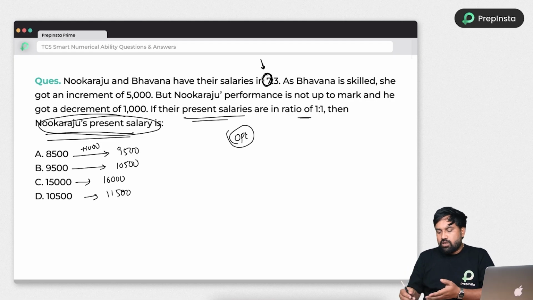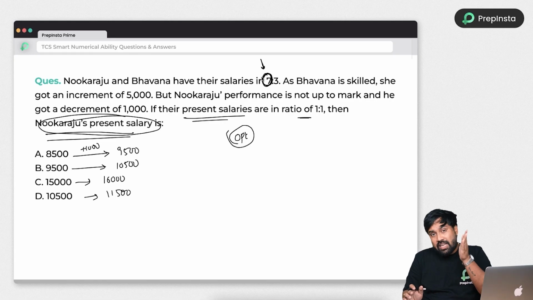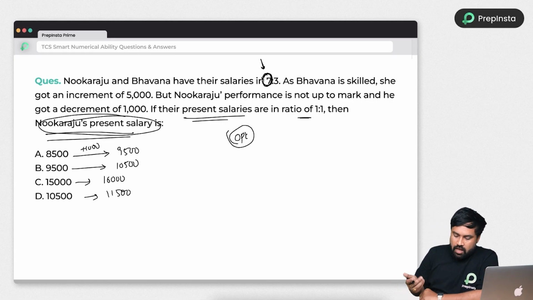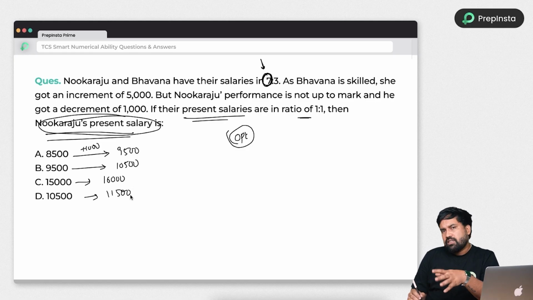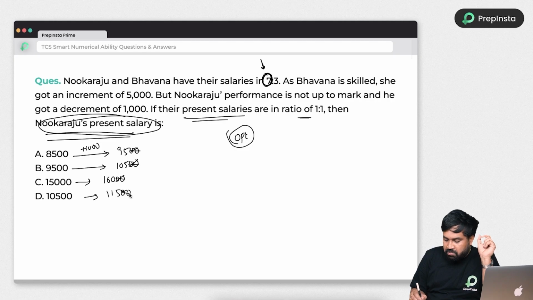See, for example, Nokraj and Bhavana's salary is 7:3, right? So Nokraj's salary is always a 7 multiple. So this is the ratio's basic concept. So which one is a 7 multiple? Remember, if you have zeros, you don't have to consider anything. Zeros are always negligible while you are going with the 7 divisibility rule.